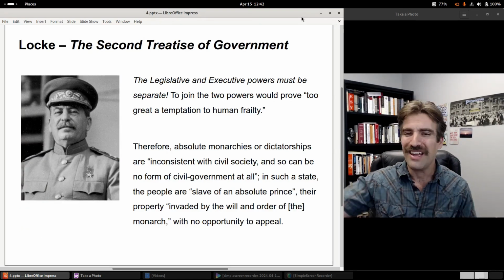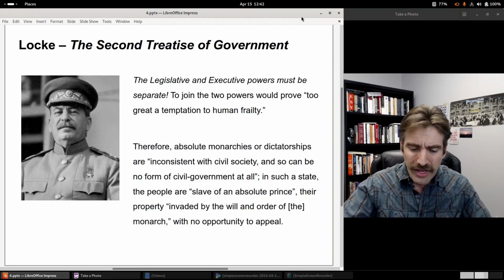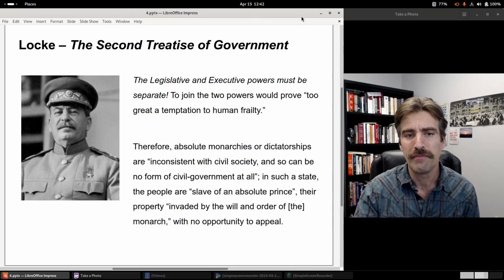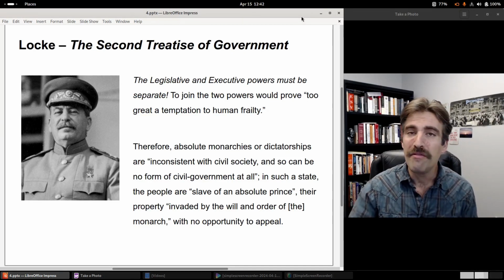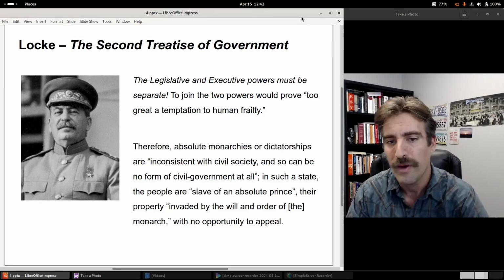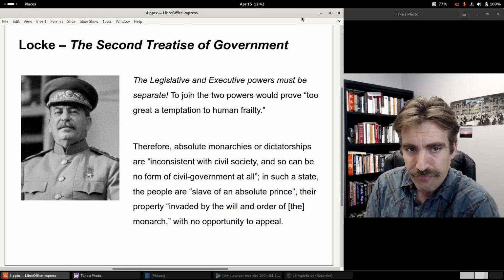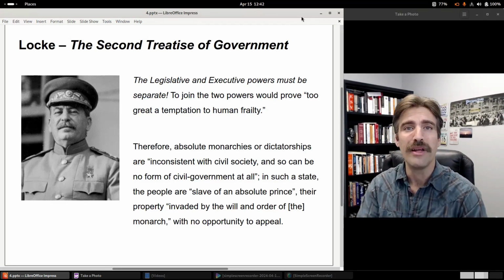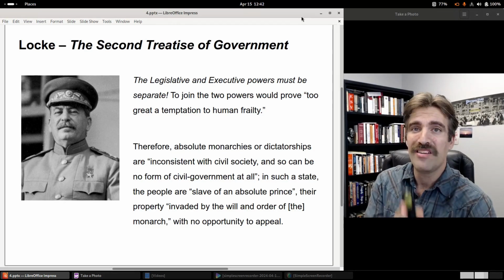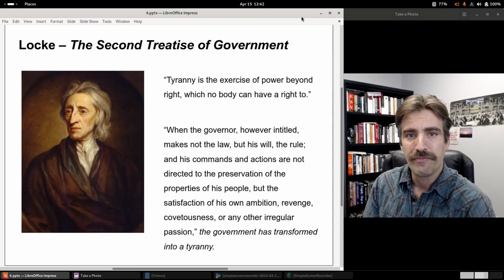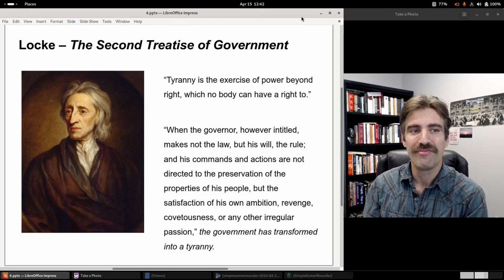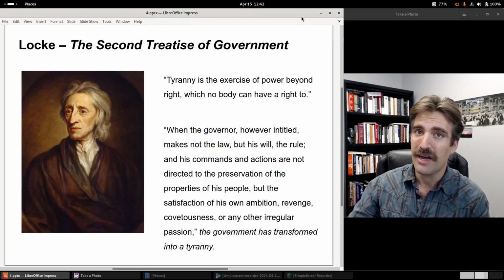It's something entirely different. In such states, the people are, quote, slave of an absolute prince. Their property, quote, invaded by the will and order of the monarch. No opportunity whatsoever to appeal. That's not true civil government, Locke explains. You need a legislative that is separate and distinct from the executive. Now we get into tyranny. What is tyranny? And that will lead us into part 5.